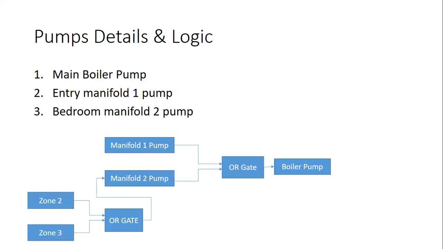Okay, now pumps detail and logic. So I assume we have one boiler which will be somewhere, let's suppose installed in the bathroom. Maybe not in the bathroom. In big houses they have a plant room where they install the boilers, all the pumps, tanks, each and everything. So let's suppose this is somewhere in a plant room. So we have a boiler there, and with that boiler you'll definitely have a pump as well. Then we have the entry manifold.